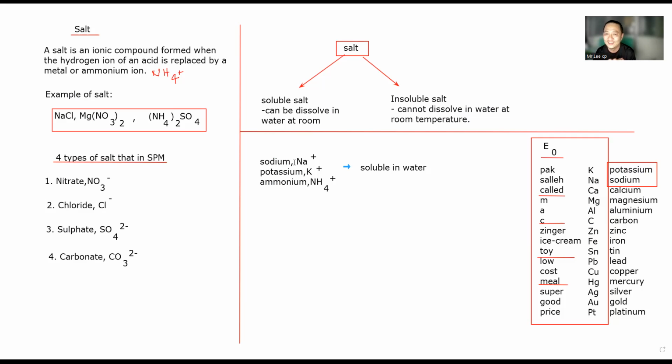I don't know what it is called in Mandarin. 不是融化，溶解是吗？Dissolve, right? Right, soluble.